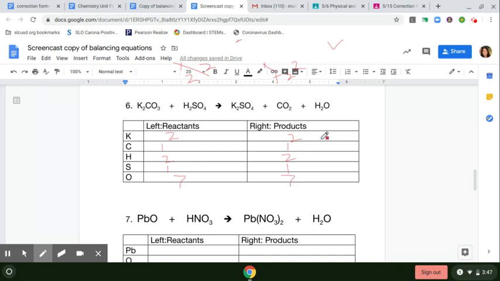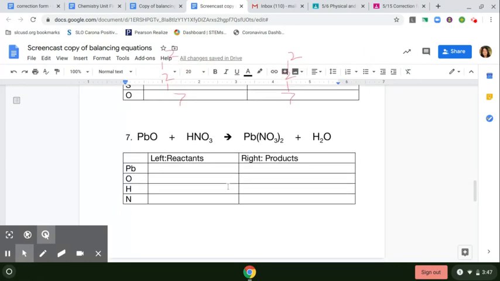Okay, so let's look and see what I need to do. Potassiums are balanced, carbons are balanced, hydrogens are balanced, sulfurs are balanced, oxygens are balanced. So this one is already balanced. You don't have to add anything to it. And so sometimes you'll find equations do not need to be balanced. They're already written as balanced, and that was the case here.